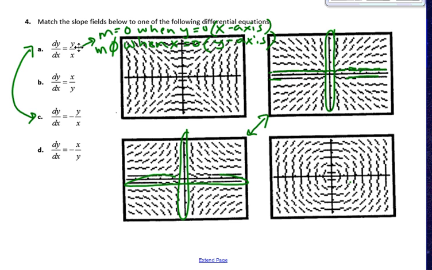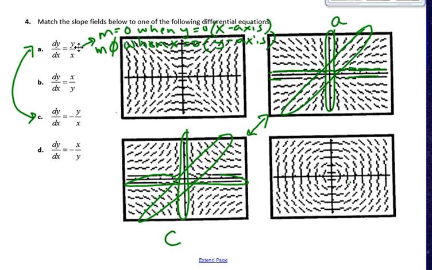So now we need to figure out which one's negative and which one's positive. Well, if y and x are the same value, so along the line y equals x, we would have a slope of positive 1 for part A and negative 1 for part C. So if I look along the line y equals x, you see those are positive slopes. And if I look here along the line y equals x, then those are negative slopes. So this bottom one would go with the negative y over x, and the top one would go with the positive y over x. Okay.